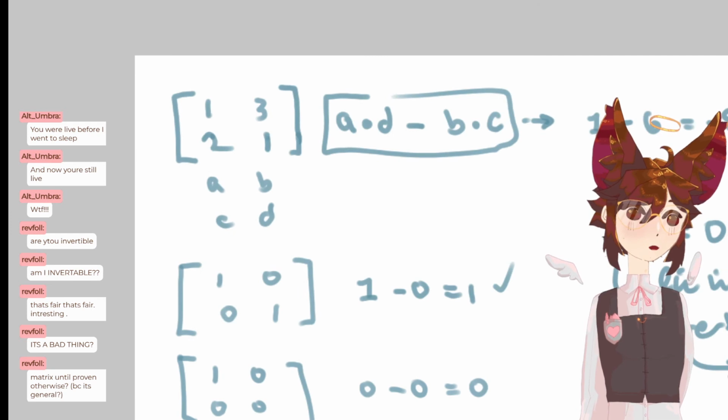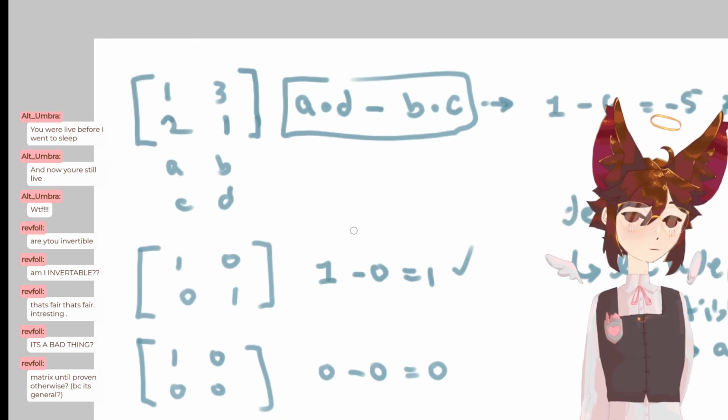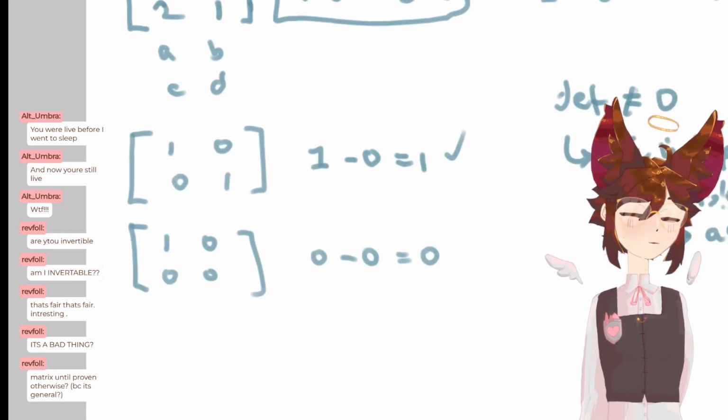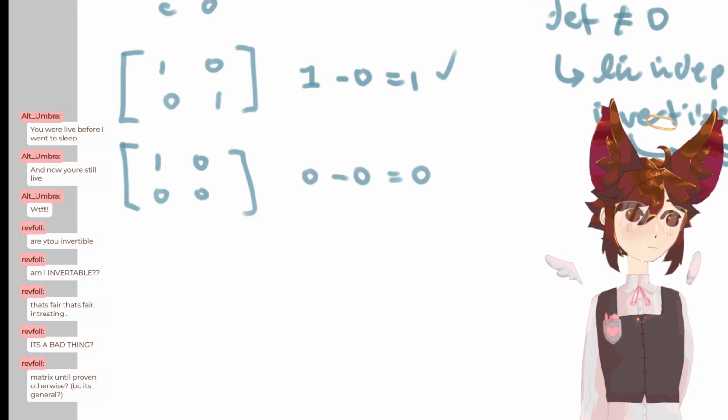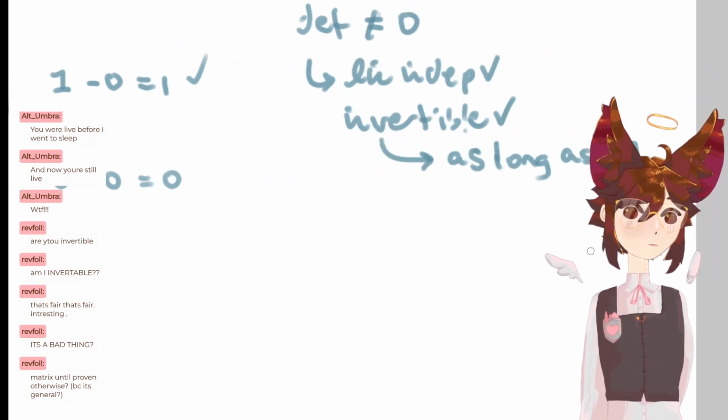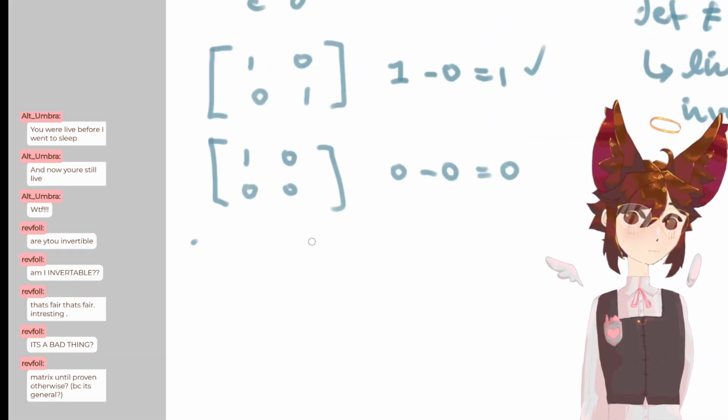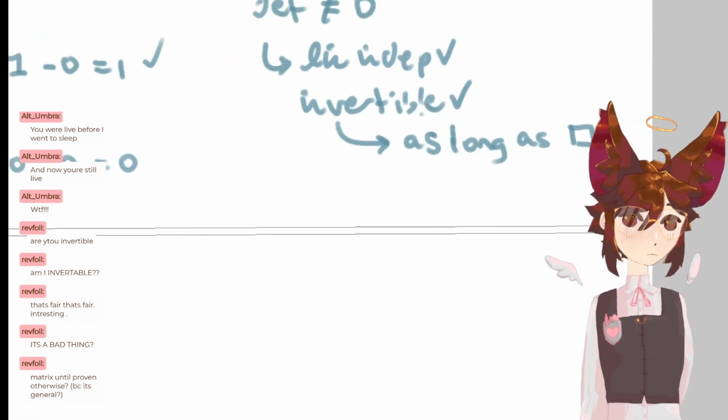As you've seen, all the examples I just randomly came up with, how many of those weren't linearly independent until I specifically made them linearly dependent? They were all linearly independent, so they were all invertible.